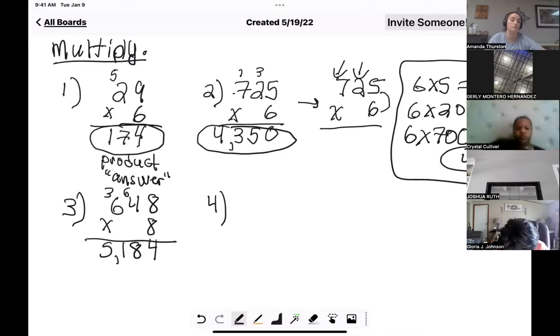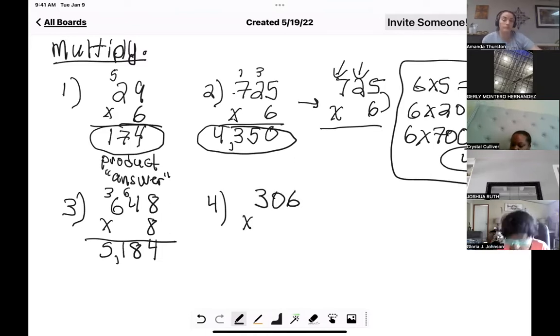All right, so now let's try a 3-digit times a 2-digit. So we're going to do 306 times 81. There's one thing we have to do when we have more than 1 digit that we're multiplying by. So let's see what we do. You multiply the 1 by everything, and then we multiply the 8 by everything, but we have to do one thing. So 6 times 1 is 6. 1 times 0 is 0. 1 times 3 is 3.